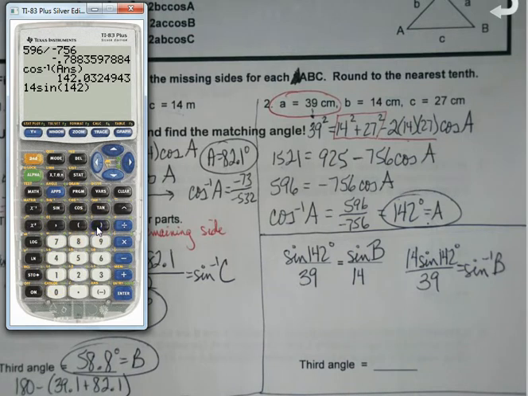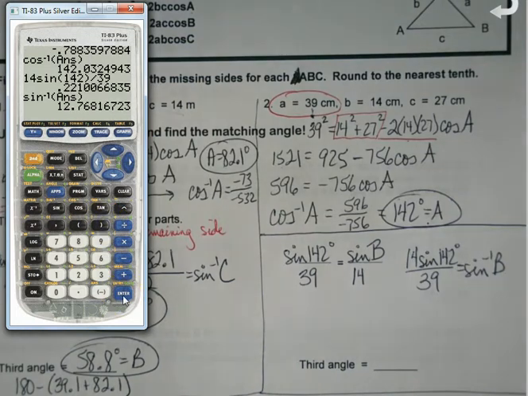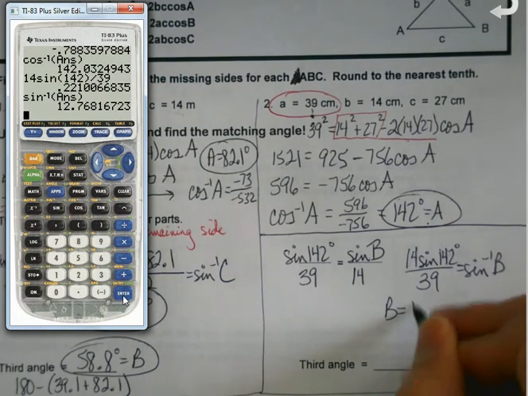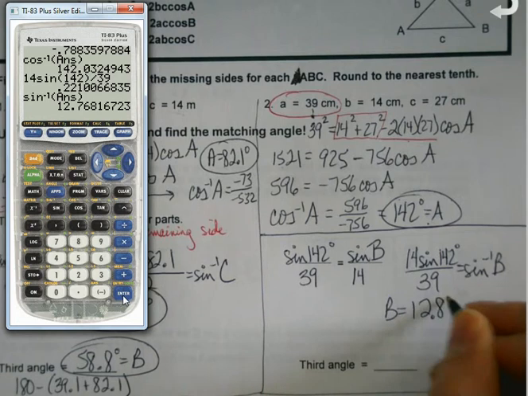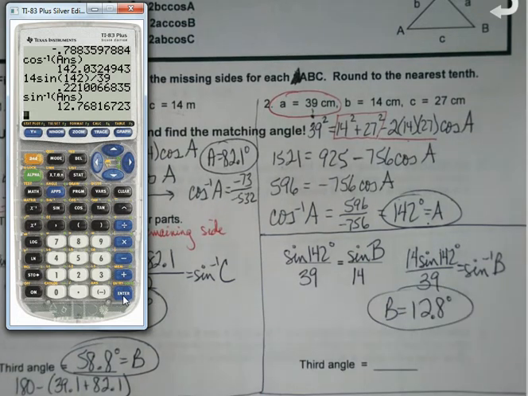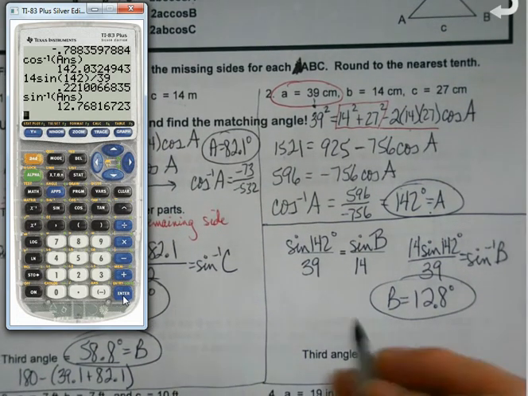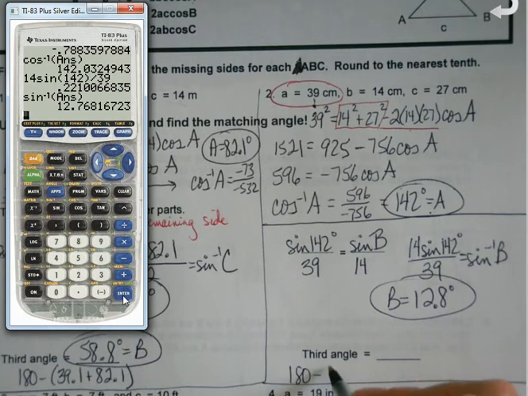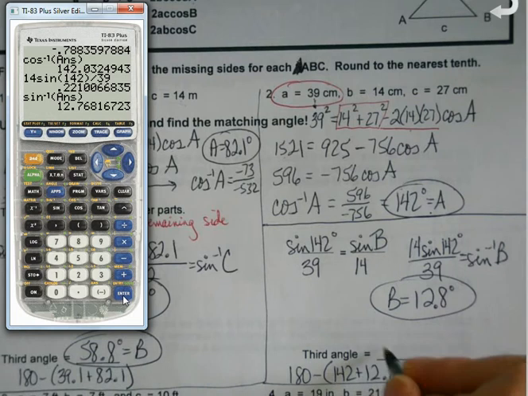Just be careful when you're getting everything in. Okay, get a decimal, which I would expect because I have to do second sine to get my answer. We're going to the nearest tenth. And then I can do the part I like, which is just 180 minus the other two.